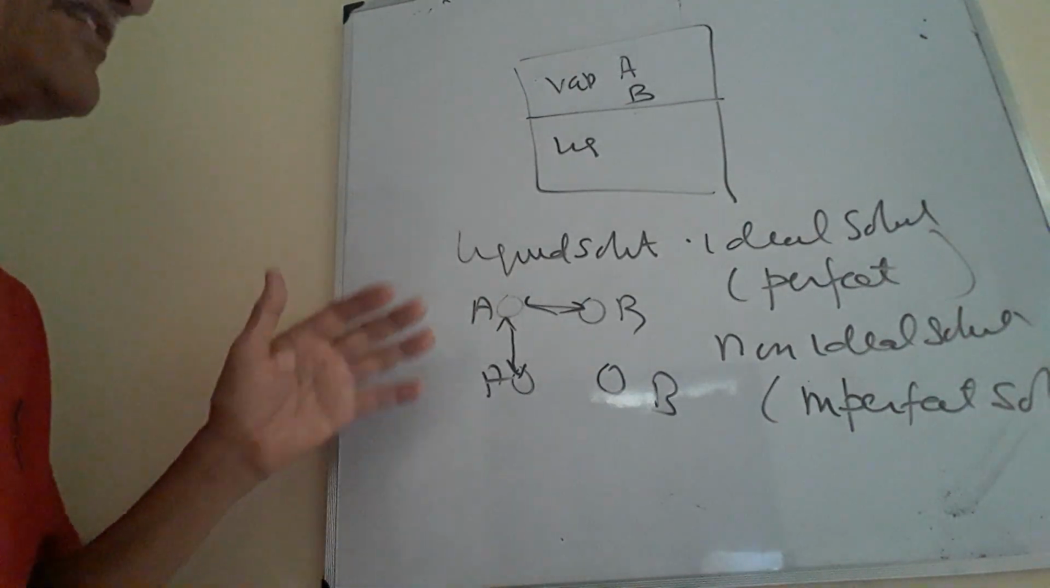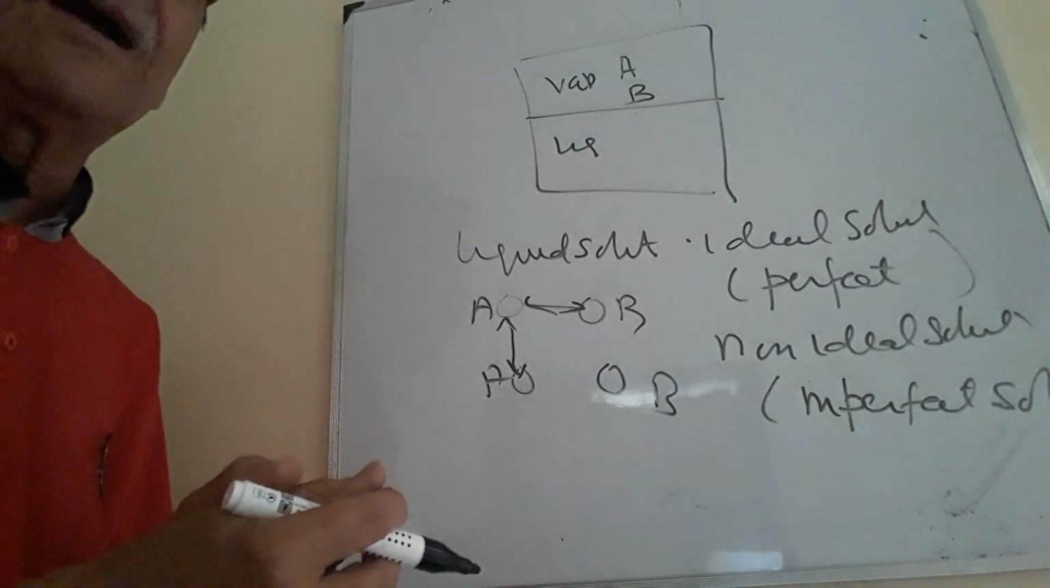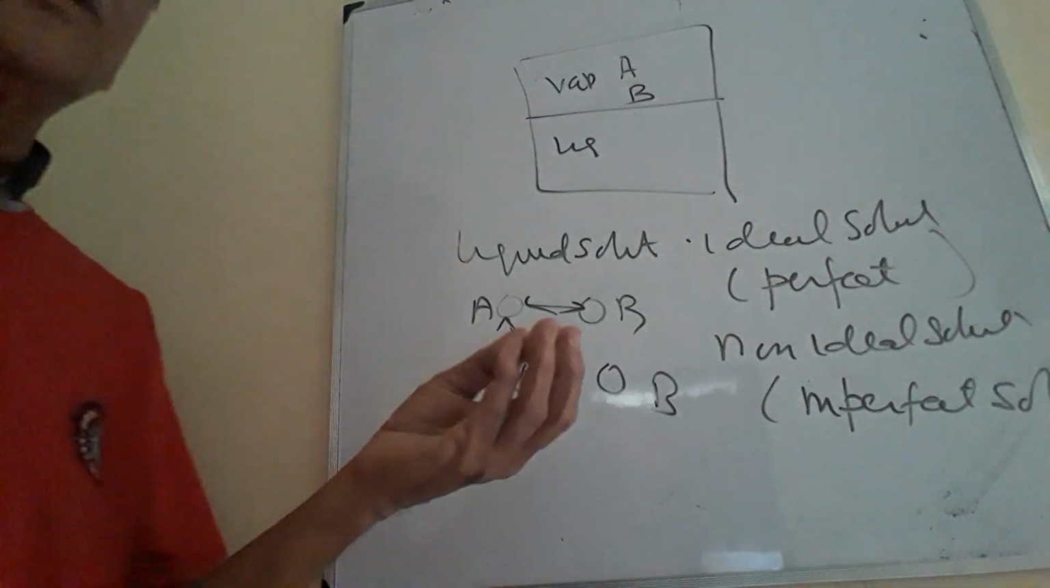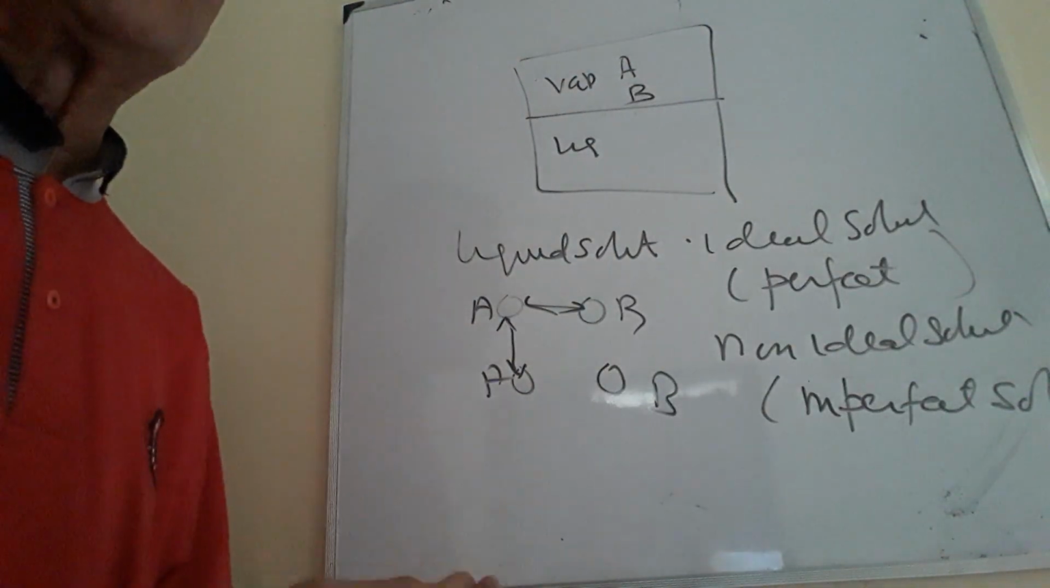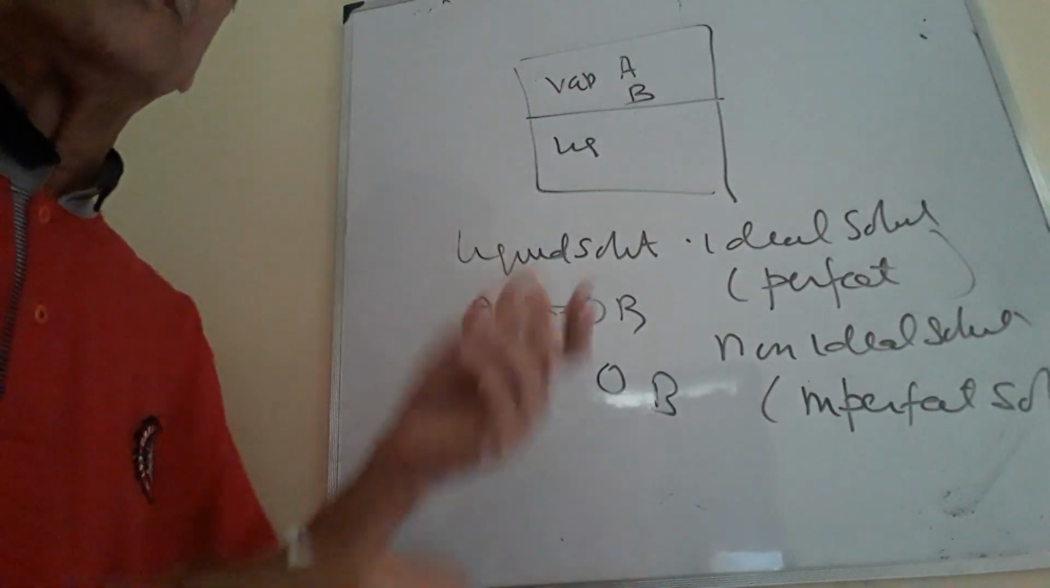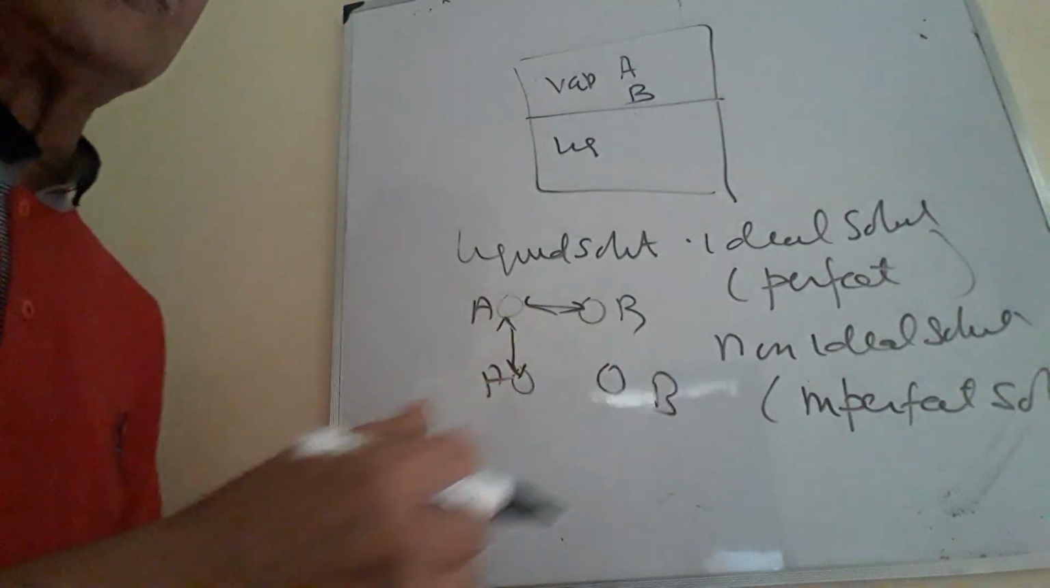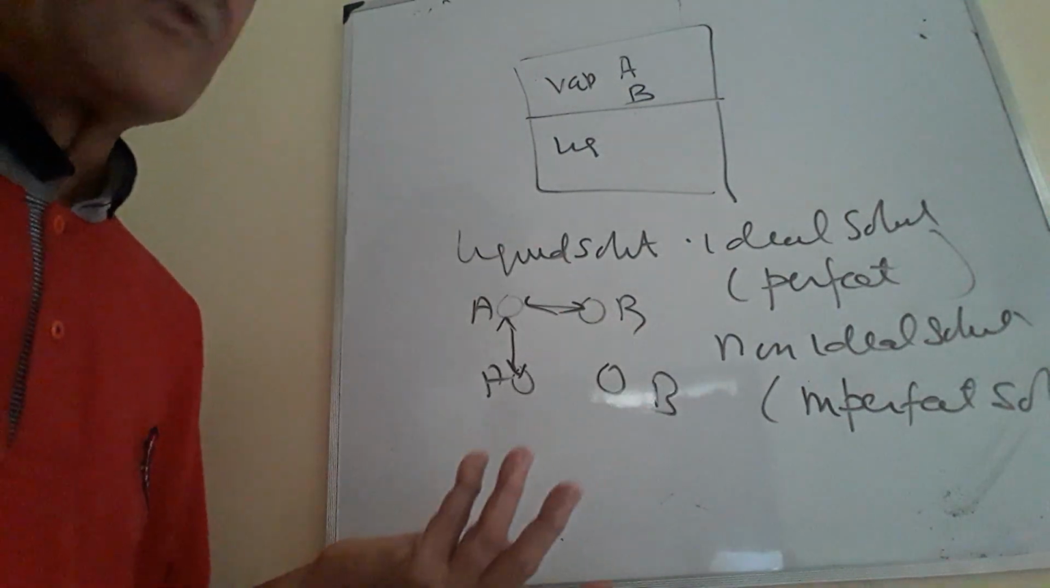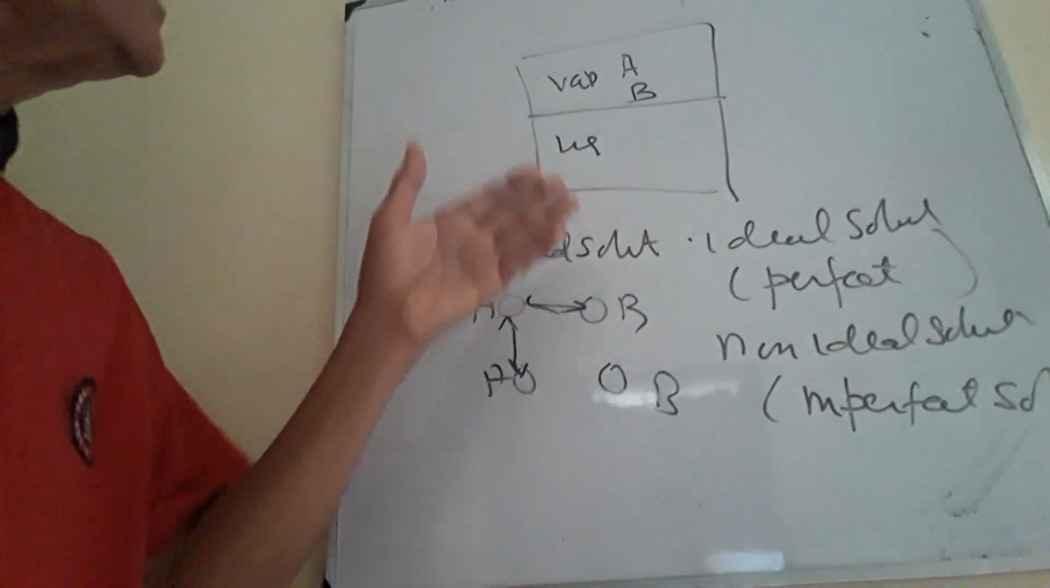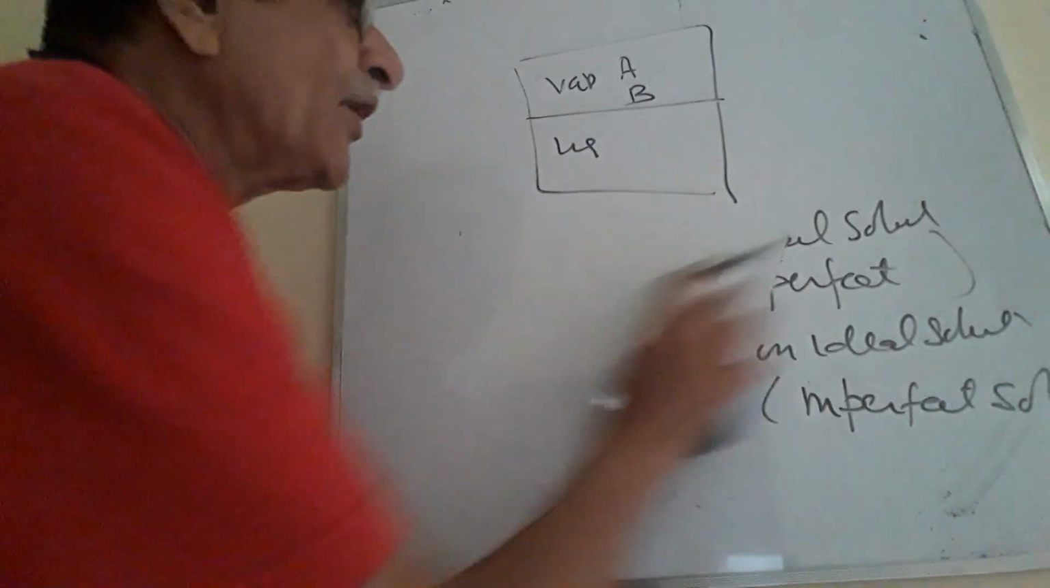For non-ideal solutions, there will be attractive forces. For example, when you put water and sulfuric acid together, heating will occur. When you put potassium iodide in water, cooling will occur. Whereas with an ideal solution, there is no change in temperature. Therefore, an ideal solution is not always possible. In most cases, it is a non-ideal solution.